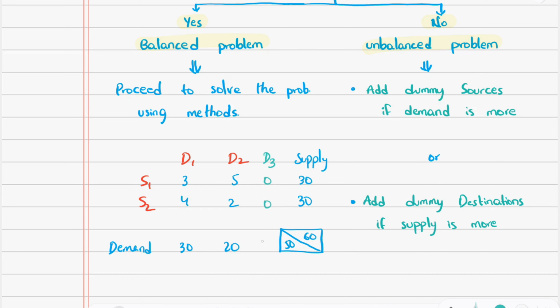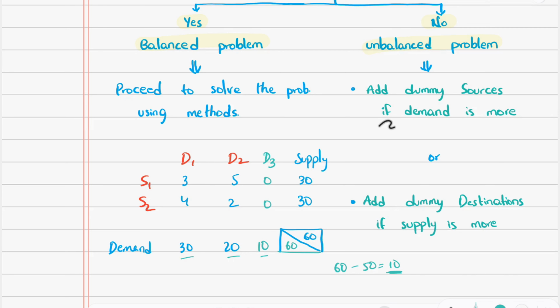Now here we have to write the difference of total supply and demand so that we can balance the problem. The total supply is 60 and the total demand is 50. So if we add these 10 units here, the total demand becomes 30 plus 20 plus 10, which means the total demand is also 60. Now because the total demand is equal to total supply, this is a balanced problem and we can use the methods to solve the transportation problem.